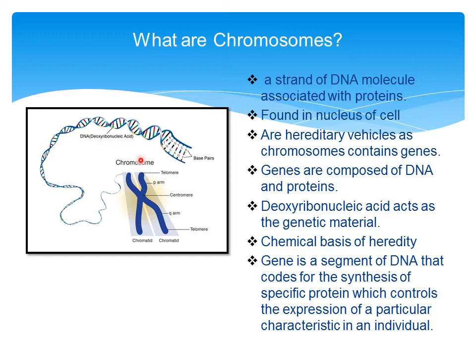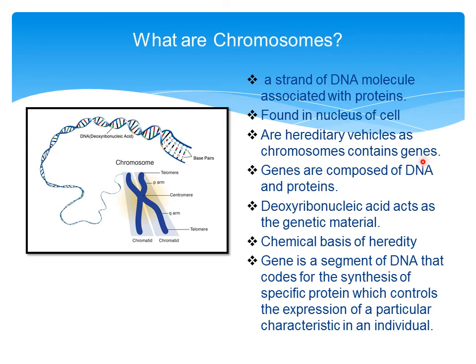Now see the red pointer here. This is a chromosome. Now this is mainly found in the nucleus of a cell. It is having different parts that we will discuss in the next slides. But let us concentrate here. It is found in the nucleus of the cell. It is a hereditary vehicle which is containing genes.